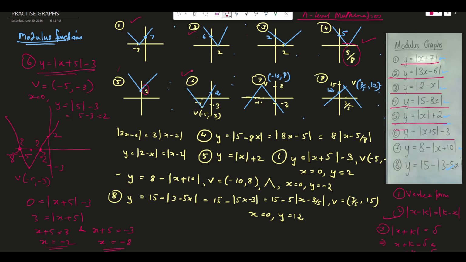Now, can you see this? Question number 6, the answer is this. Only thing is, these points I have not marked, so I will mark them right now. These 2 points are the roots of the equation, right? This is minus 2, and this one is minus 8. Minus 2 and minus 8, right?